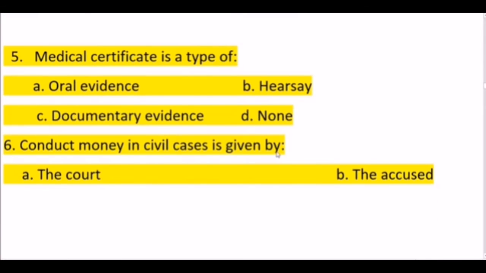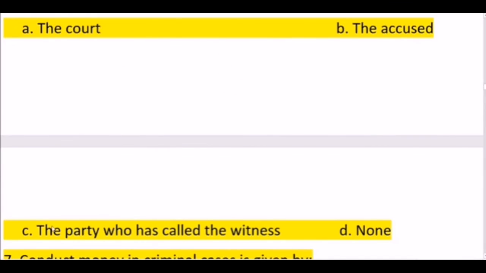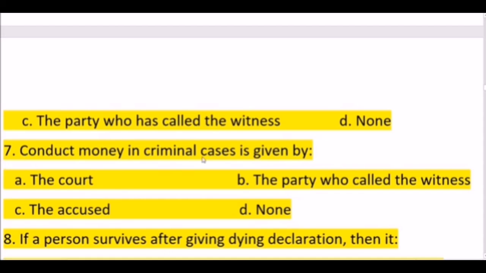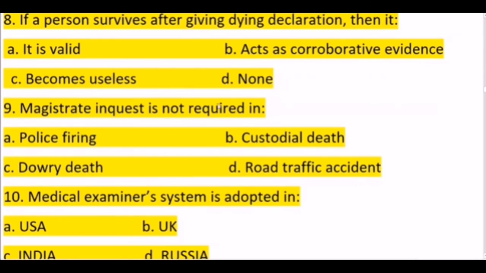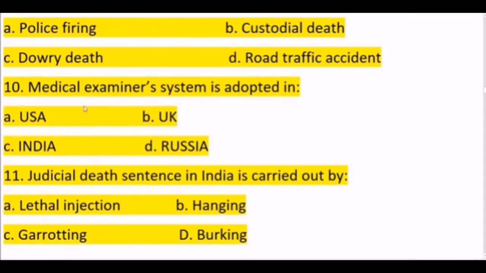Conduct money in civil cases is given by the party who has called the witness, but in case of criminal cases is given by the court only. If a person survives after a dying declaration, then it acts as corroborative evidence. Magistrate inquest is required in case of police firing, dowry death, custodial death. It is not required in case of RTA. Medical examiner system is adopted in the USA. It is not adopted in our country. Judicial death sentence in India is carried out by hanging.